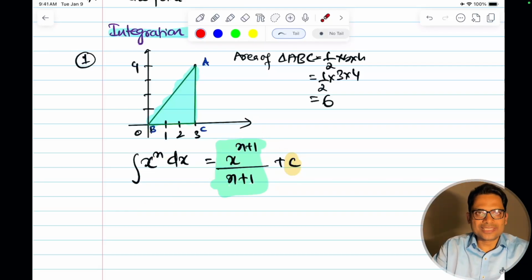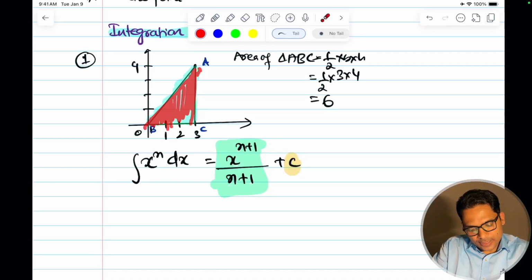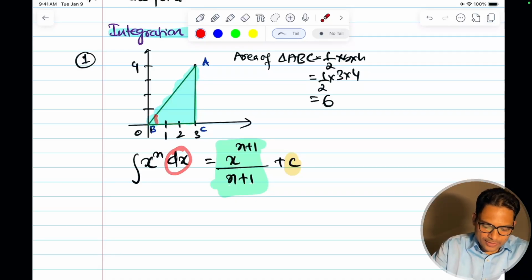So what do we do? Say for example, I cut this triangle into very small, very thin strips, and I add all those thin strips together, then I can get the area of that triangle. That's what integration is. The dx is like a very thin strip, and if I know the equation of the line, I move along the equation of this line.